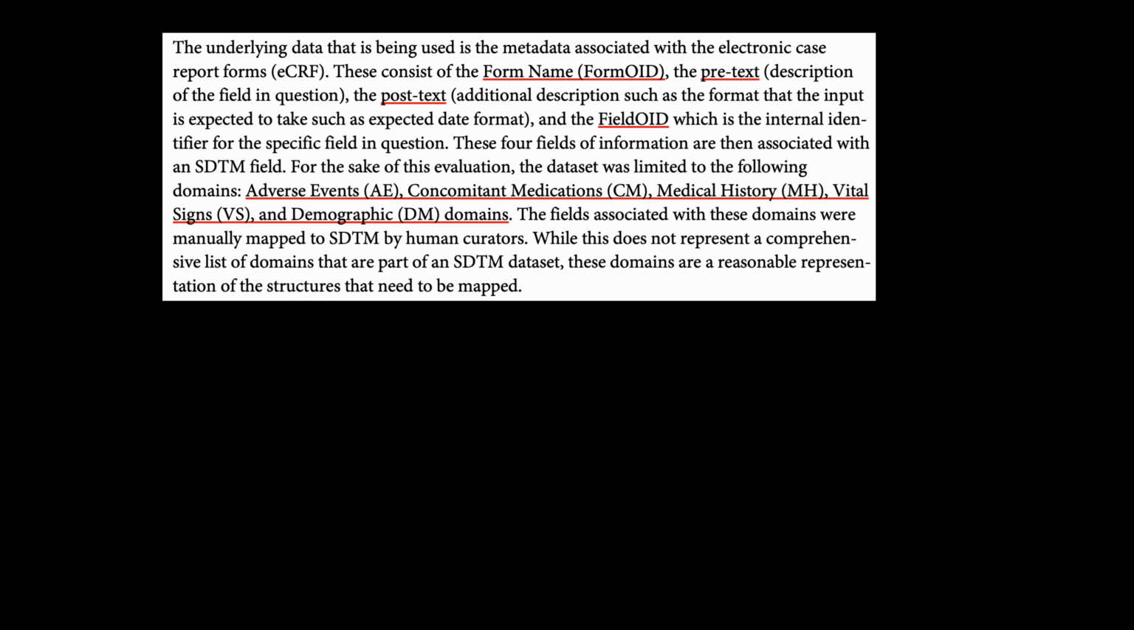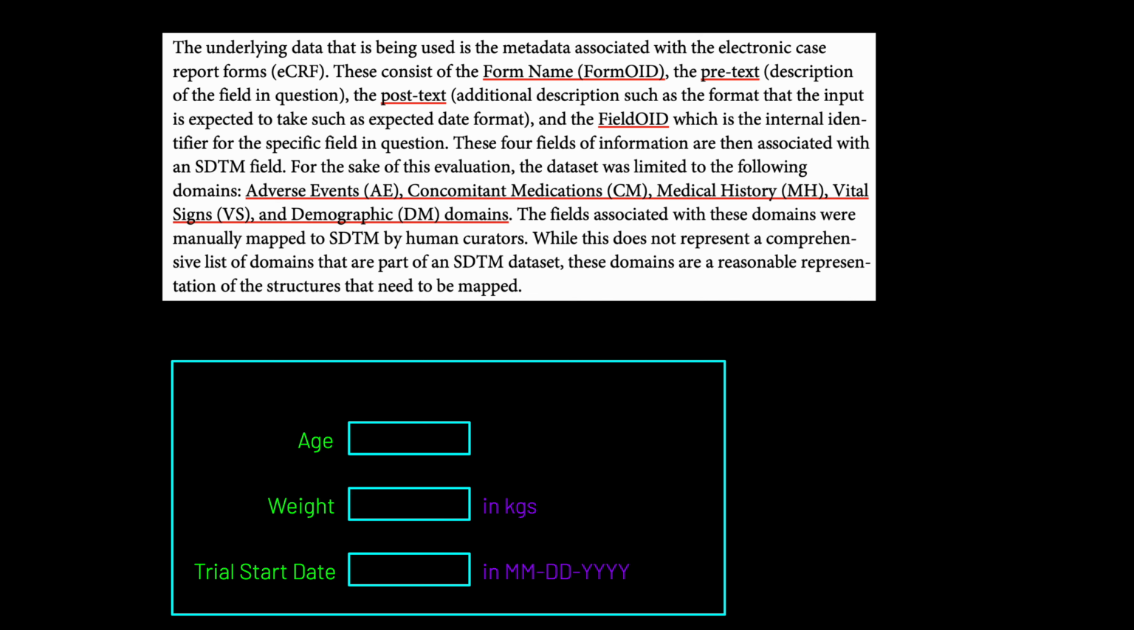Let's understand this with an example. In a given form, there are 3 fields. Each field has a pretext like age, weight, or trial start date. Some fields can have posttext, which describes additional details in terms of how data should be captured in the respective fields. Each field would also have a unique system ID called as field OID in this case. All these fields would be present in a given form, and that form would also have an ID called as form OID.